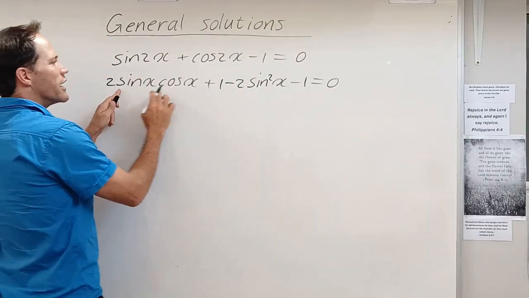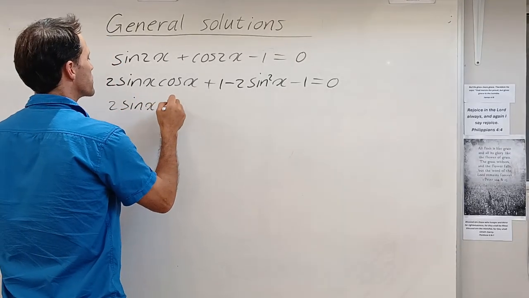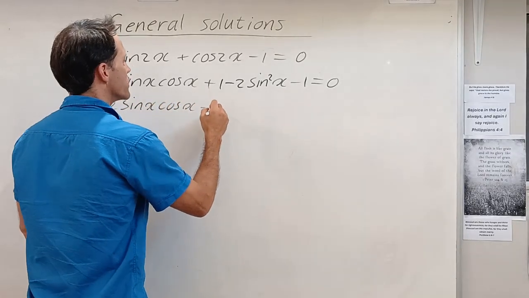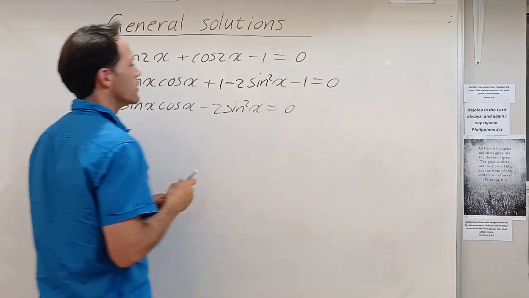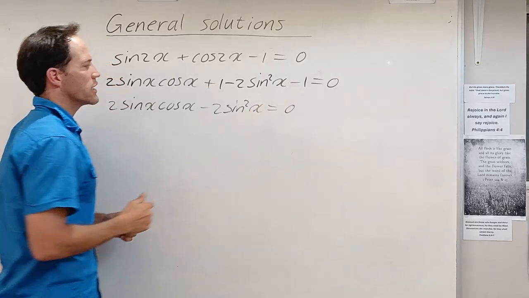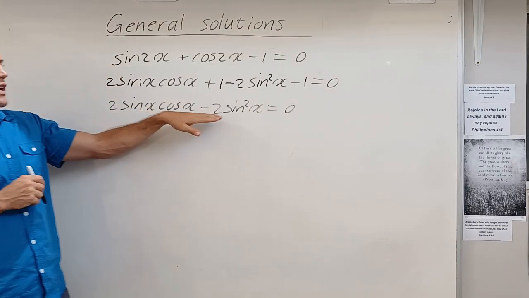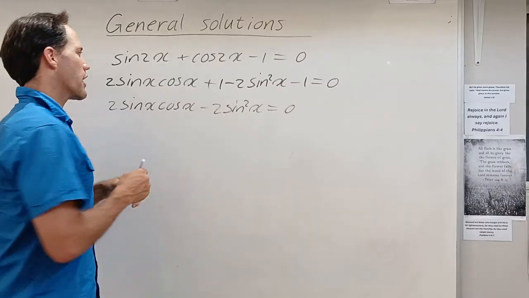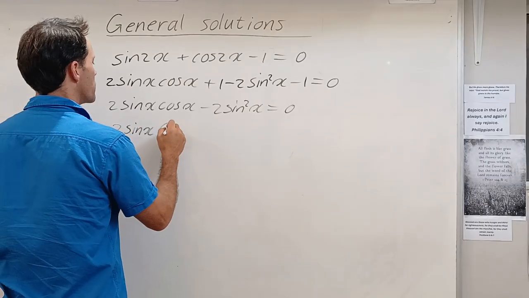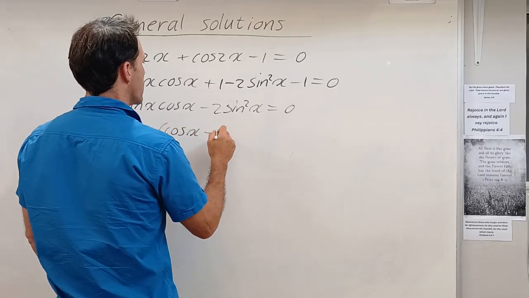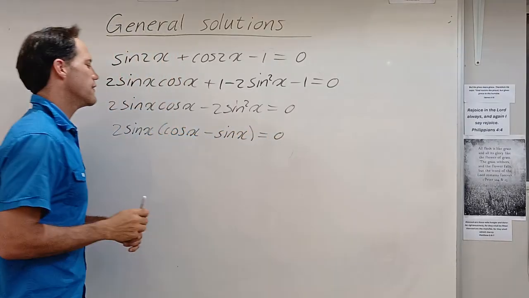And then let's first write that down. 2 sine x cos x minus 2 sine square x equal to 0. Okay, so now the 1 minus 1 is cancelled out. And now we can take out the common factor, 2 sine x. And inside the bracket, cos x minus sine x equal to 0.